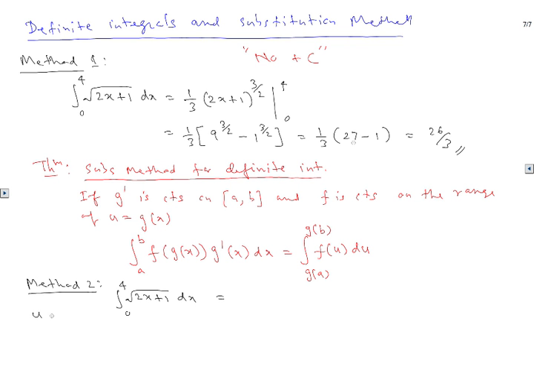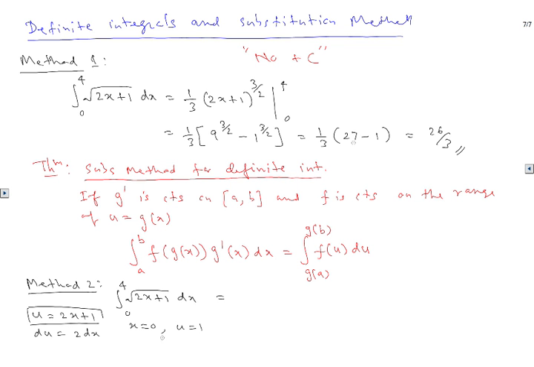So u equals 2x plus 1. That was the substitution. And then we calculate du, which is 2 dx. Now we're going to calculate the new limits for u. Here the variable is x, so we're going to calculate this. When x equals 0, what do you get? You get u equals 1.